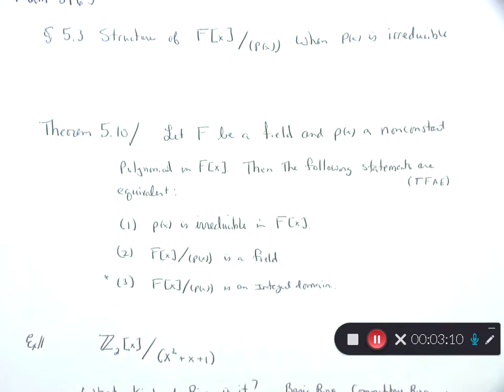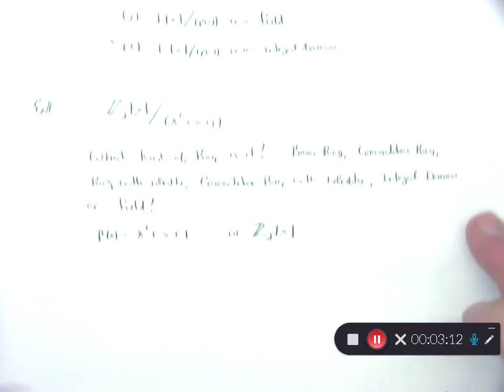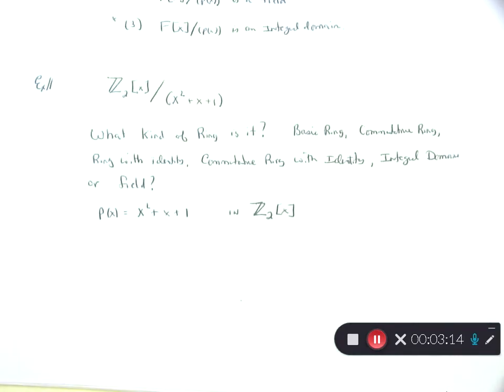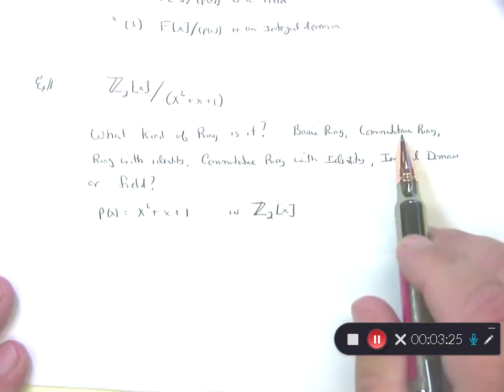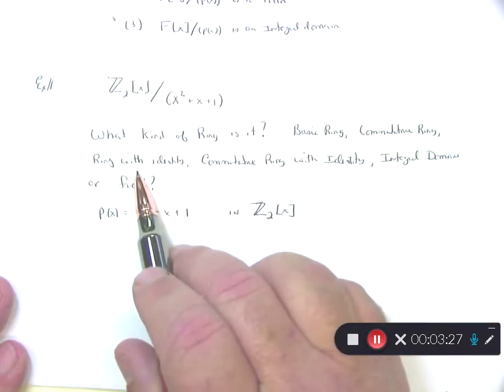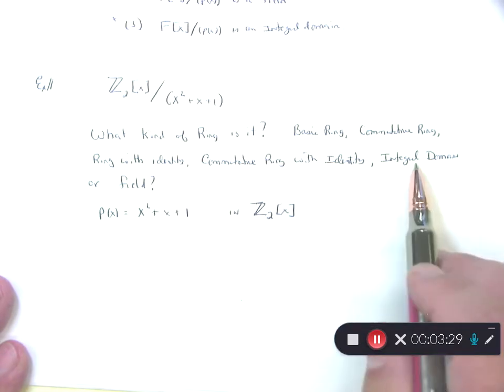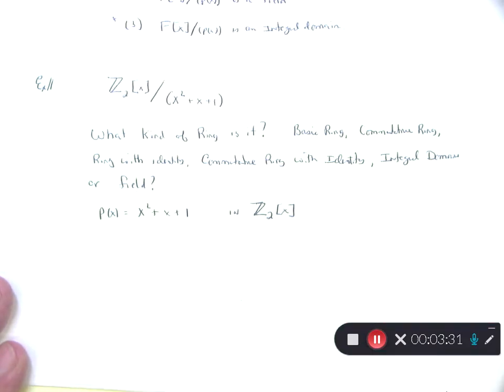So here's the big question. I'll give you an example. Try to give myself an easy one here. Z2 adjoined x modded out by the polynomial x squared plus x plus 1. Well, what kind of ring is it? So I'll give you the list. Is it a basic ring? Is it a commutative ring? Is it a ring with identity? Is it a commutative ring with identity? Is it an integral domain, or is it going to be a field?